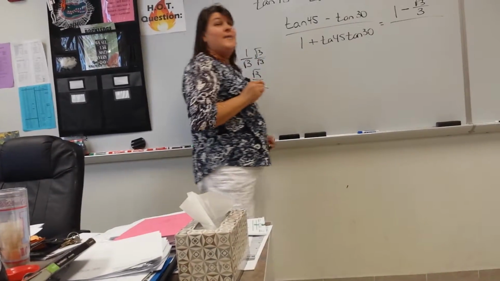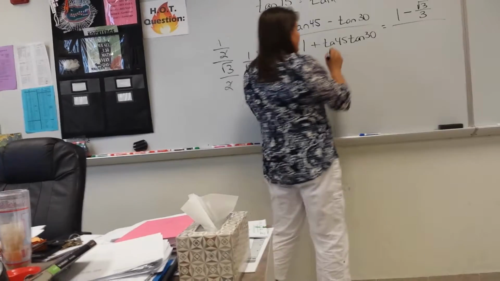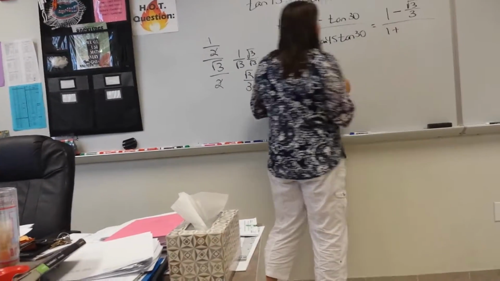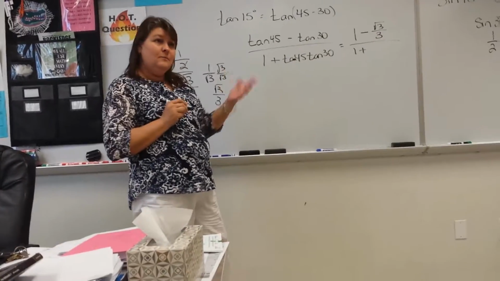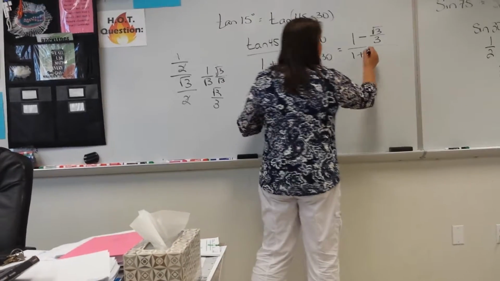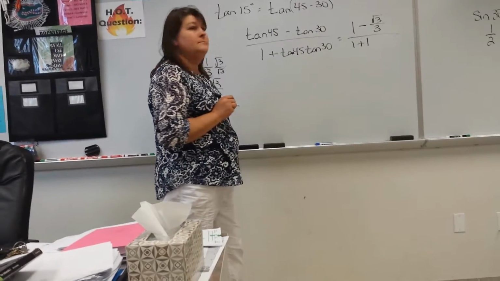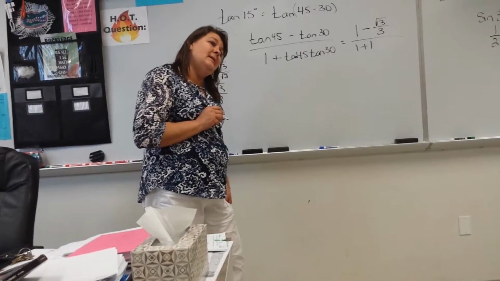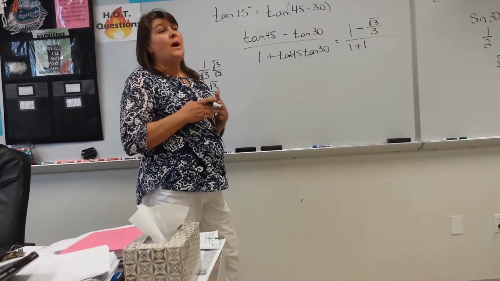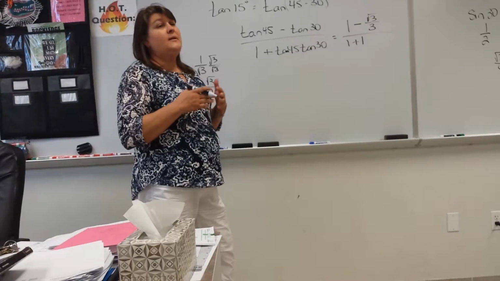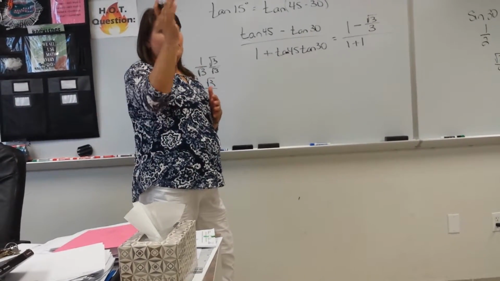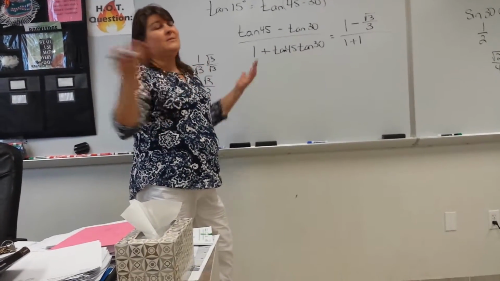Then we have 1 plus, and what's tan of 45 once again? 1. And then the tan of 30. Is that just something you know? I feel like I should know that. The tan of 45? Well, because the x and the y are the same, and when you find tan, it's y divided by x. So because they're the same, it comes out to 1.